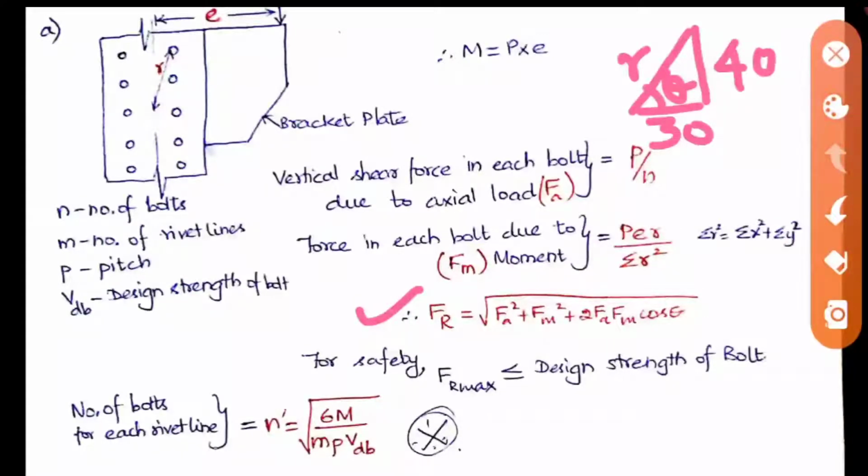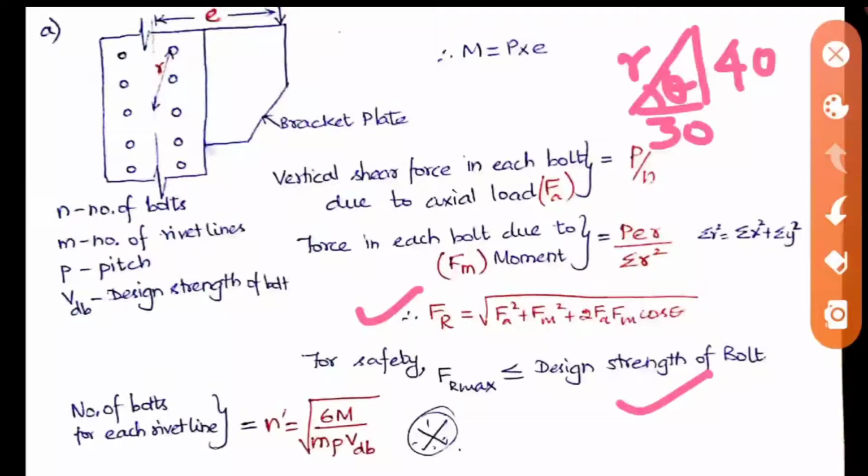Okay, so for safety purpose, this point is very important. This R max should be less than or equal to the design strength of the bolt. The design strength of the bolt we have already studied in the previous unit. So it should be less than that, so that the bolt does not have any failure.